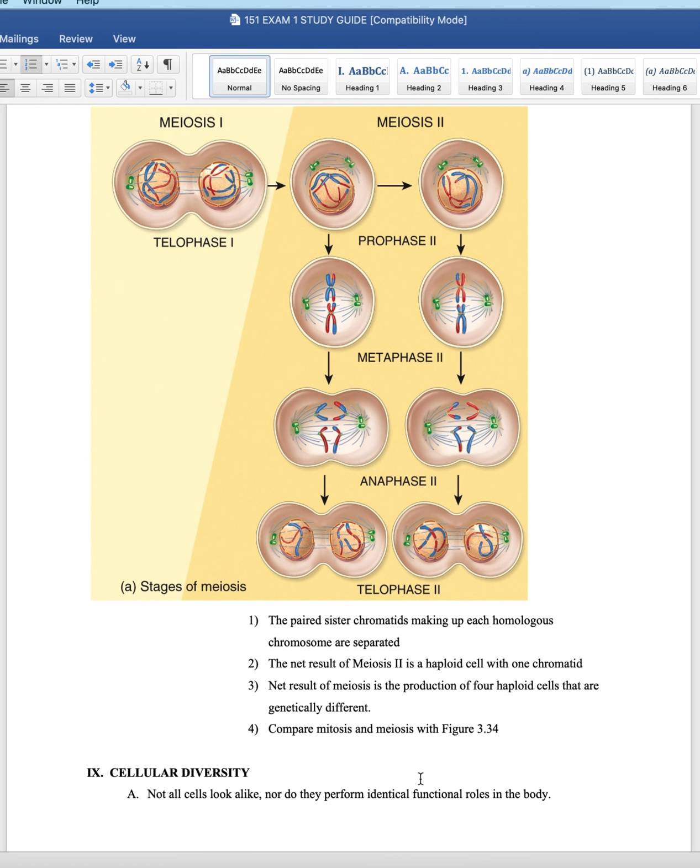Again, the end result of this is that we have haploid cells, so they have one chromatid of each. Instead of being diploid, they are haploid. So we have 4 haploid cells that are genetically unique as opposed to 2 diploid cells that are genetically identical.